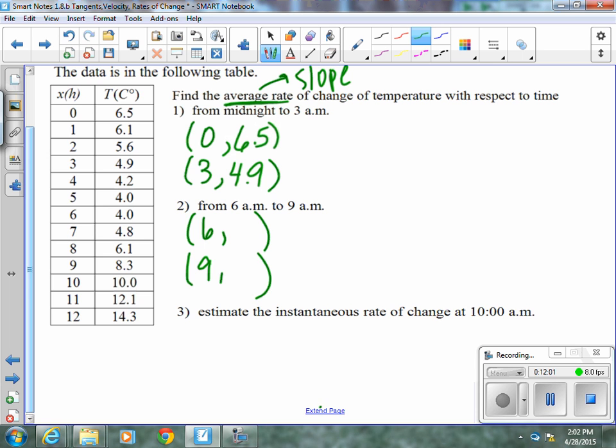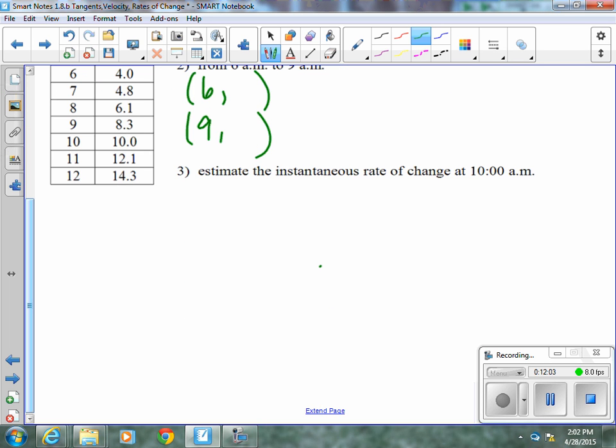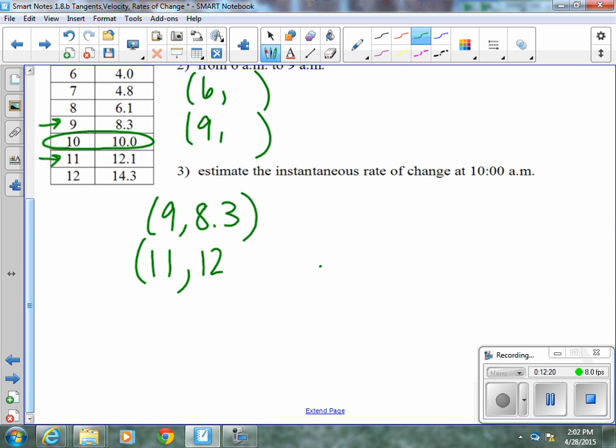Now this last one says, estimate the instantaneous rate of change at 10. We're estimating, which means we're not going to be exact, but we're going to do our best. So here is 10. In order to best estimate the slope or the velocity at 10, we need to use the point on either side. Our points on either side are 9, 8.3, and 11, 12.1. When we find slope with that, that'll give us our instantaneous rate of change. Finish these three up. Find their y values, find their slope. We will finish talking about them tomorrow in class.